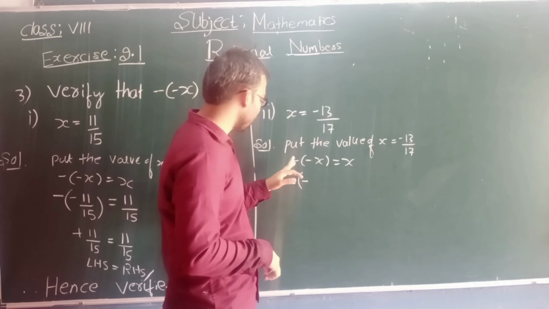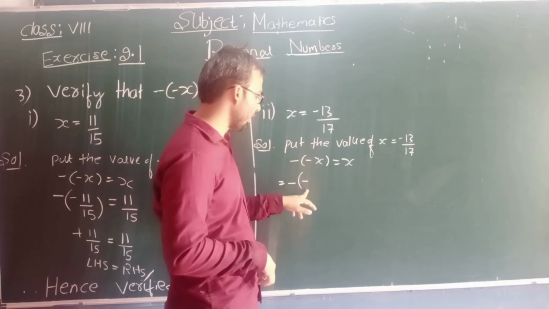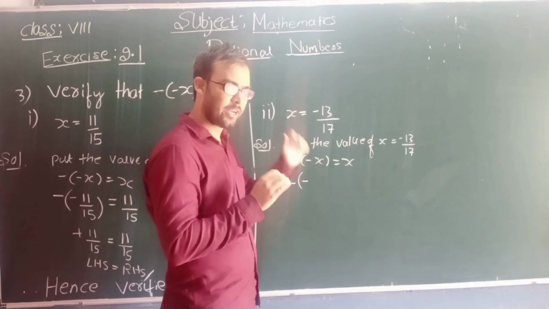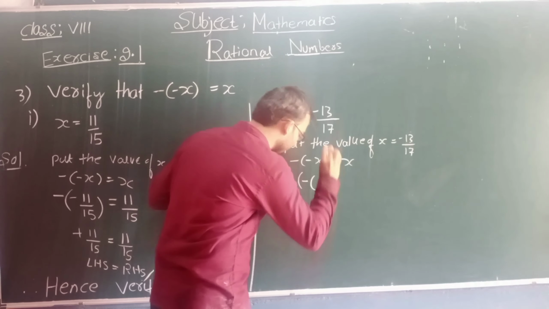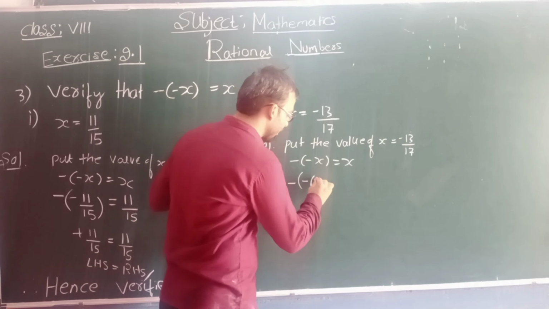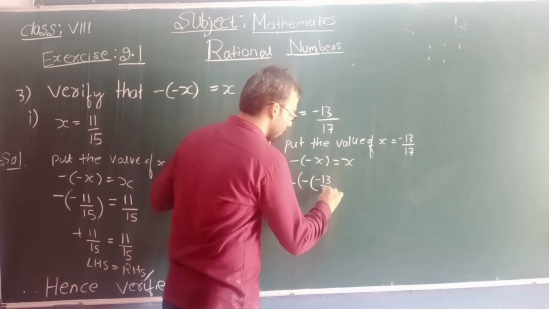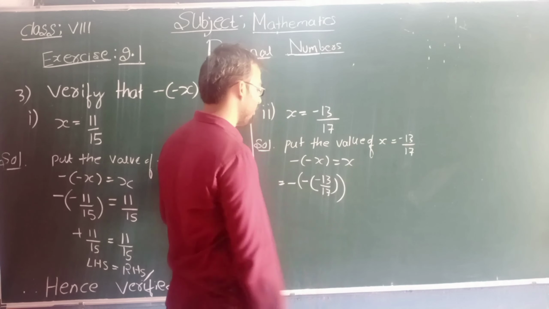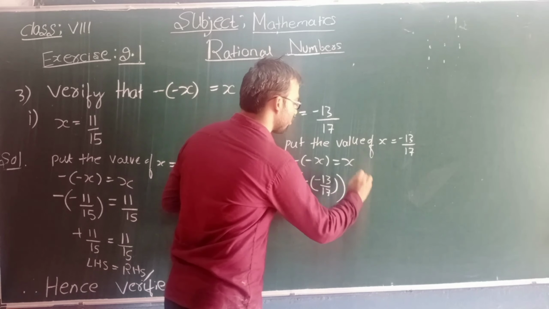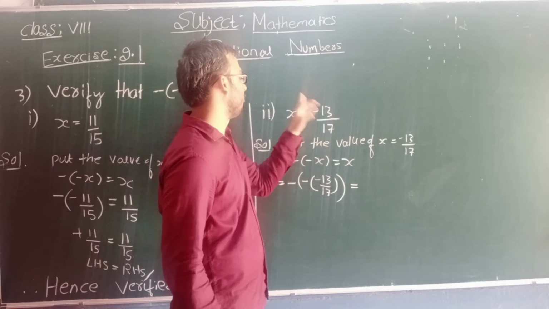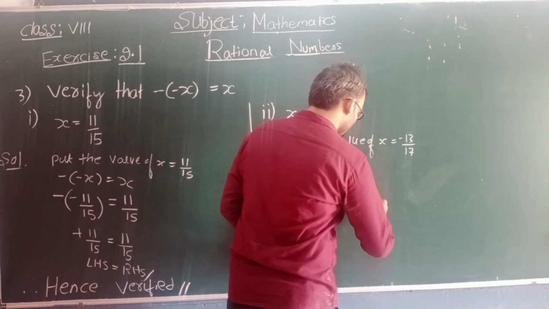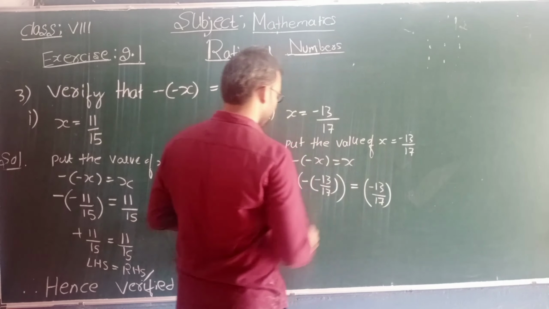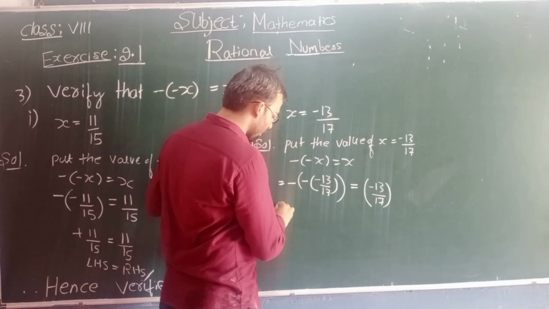So look at your students. Here minus is there. Here also minus is there. And the x value that they have given is also negative. Okay. So write one more bracket and write minus 13 by 17. Now this bracket closes and this bracket will be closed. Now equal to x. What is x? Minus 13 by 17.